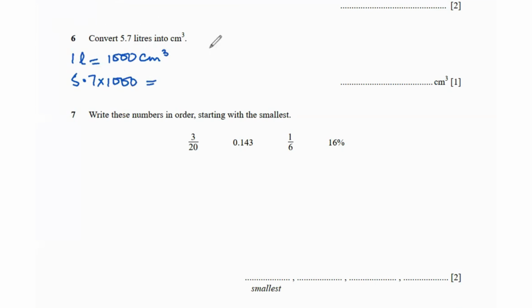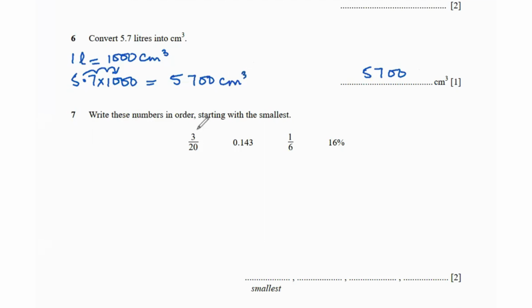into centimeter cube. Now, whenever we are multiplying a decimal by 10, 100, or 1000, 10,000, or so on, if it's 1000, we move the decimal 1, 2, 3 places to the right side. The number of places your decimal is moving depends on how many zeros there are. So if we have 3 zeros, we move the decimal 3 places to the right side. If you were dividing it by 1000, you would move the decimal 3 places to the left side. So it's going to be 5700 centimeter cube. That is your final answer.